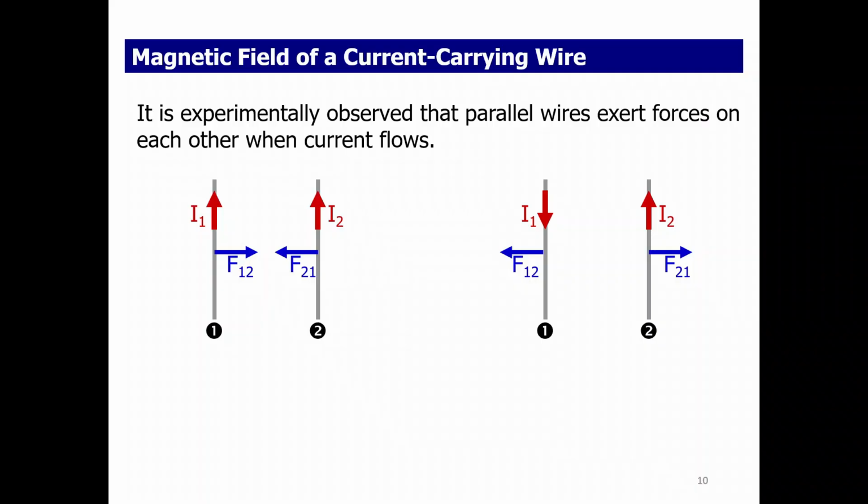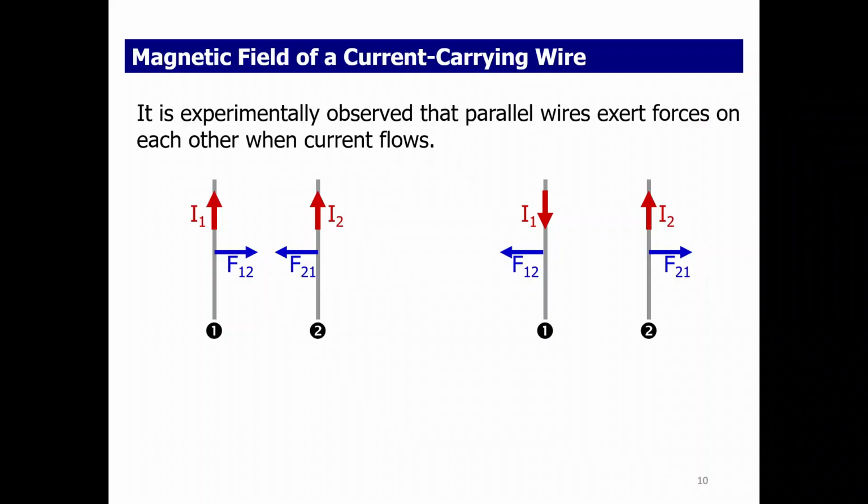So when we take a look, one of the most common examples we're going to see is parallel wires. In this case, we have pairs of parallel wires. In the case on the left, the currents are flowing in the same direction. In our example on the right, the currents are flowing in opposite directions.